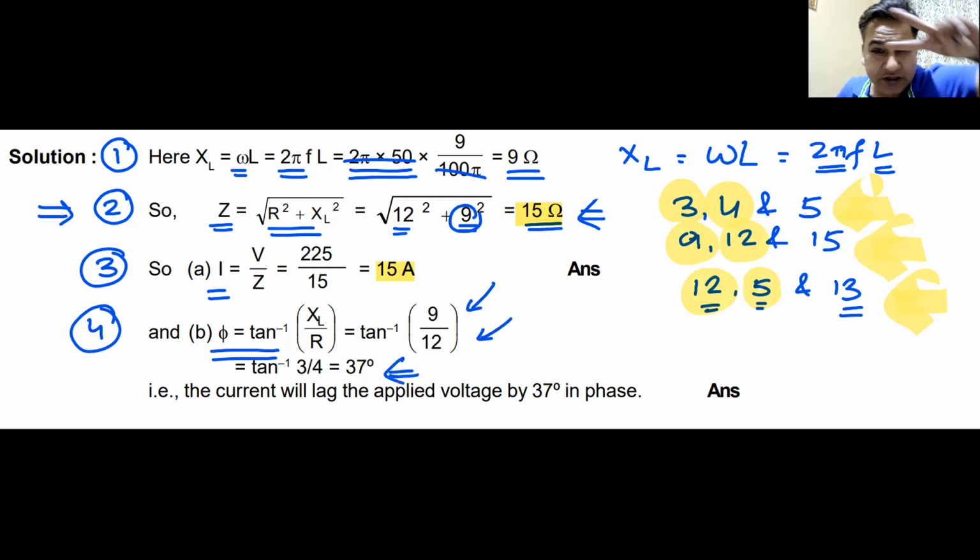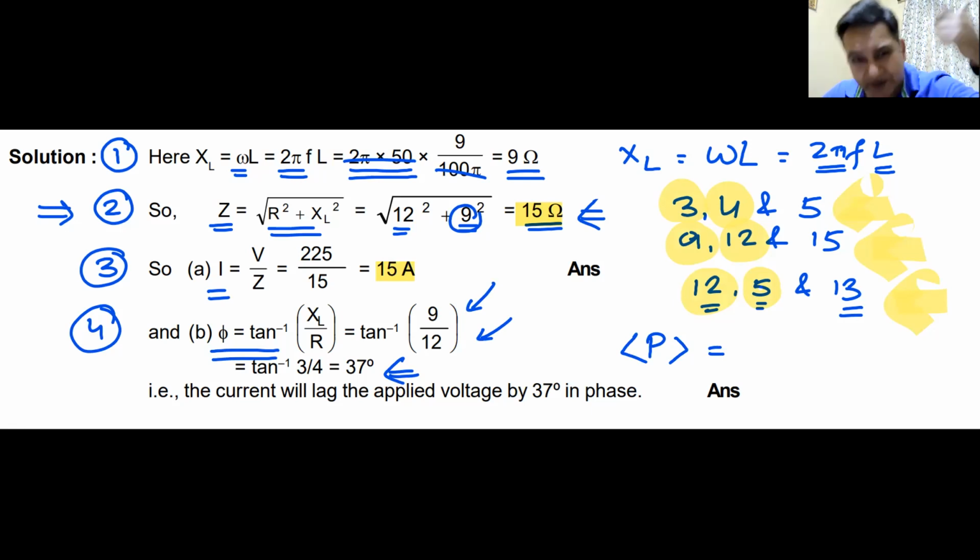So the angle between voltage and current is 37 degrees. Voltage is leading current by 37 degrees. The last question that can be asked here is, what is the average power? Now there are two ways to find this out.